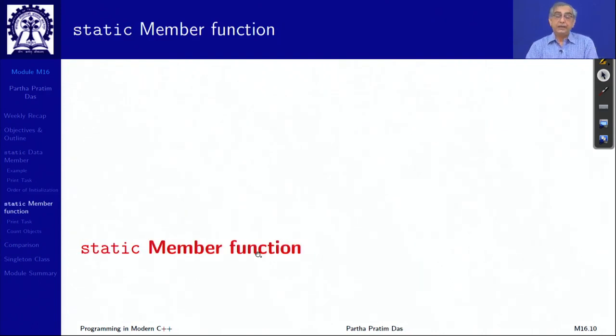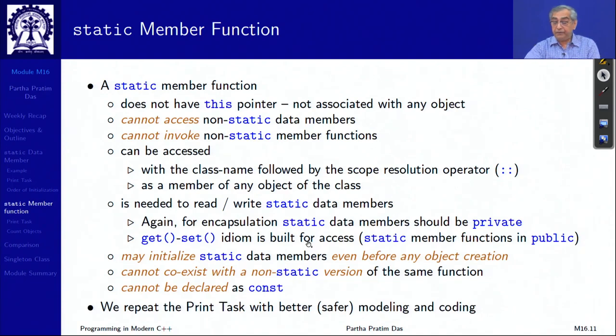Now, we have already seen that the encapsulation is broken, there is no information hiding, because if I put the static data members in public, they can be changed without the notion of the class at any point of time. If I put them in private, then I cannot change them. So, along with static data members, I also need static member functions. What are static member functions?